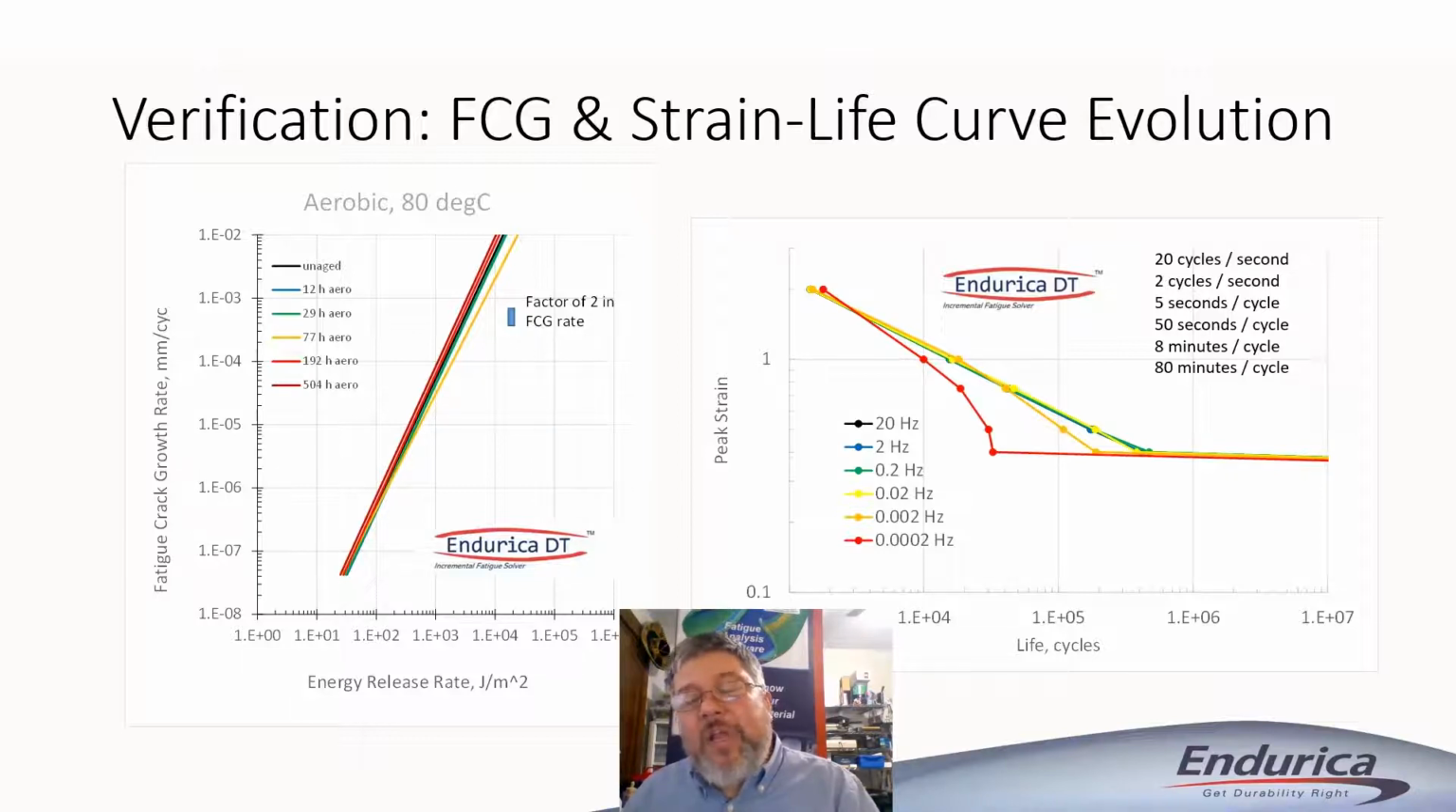But if you slow things down, say to 80 minutes per cycle or 8 minutes per cycle, that's the red and the orange curve, then you can see that at longer, right, at lower strain levels where you would normally have longer life, we're seeing that the strain life curves begin to degrade as we accumulate both aging of the material properties and cycles that grow cracks in the rubber.